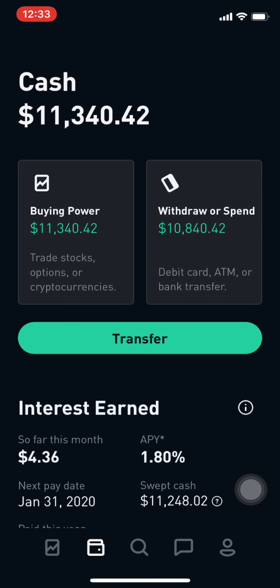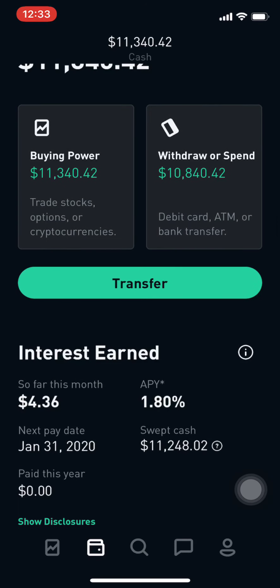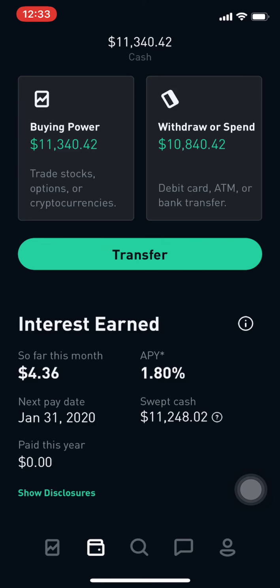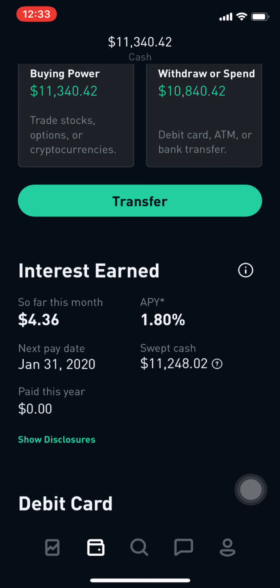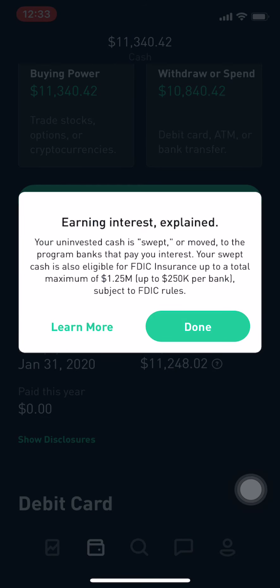So tapping on the cash management feature, as you can see, there's the buying power as well as the withdraw or spend option. And you can also transfer more money into the account. So looking at the interest earned breakdown, if I tap on the icon, this is what is explaining how the money is swept or moved.